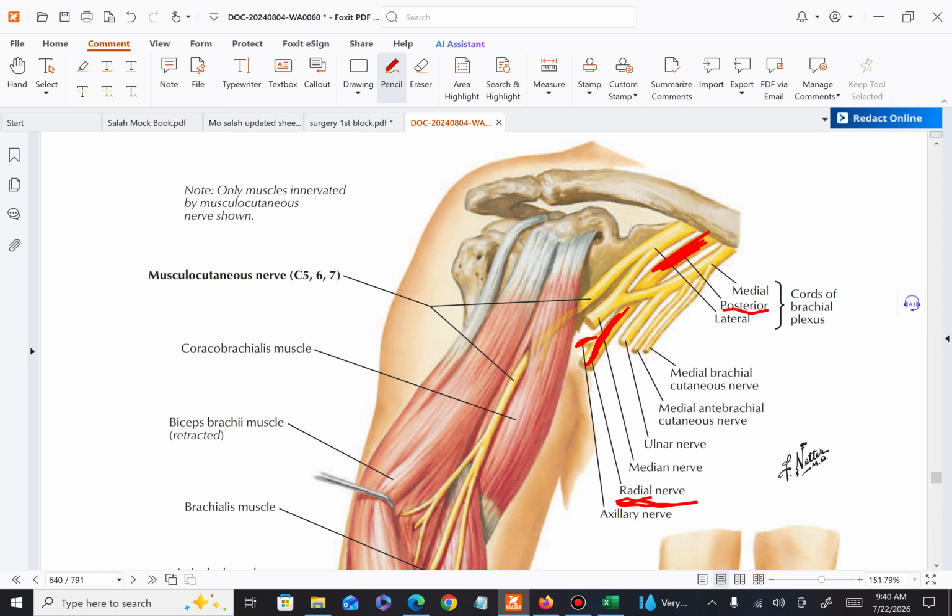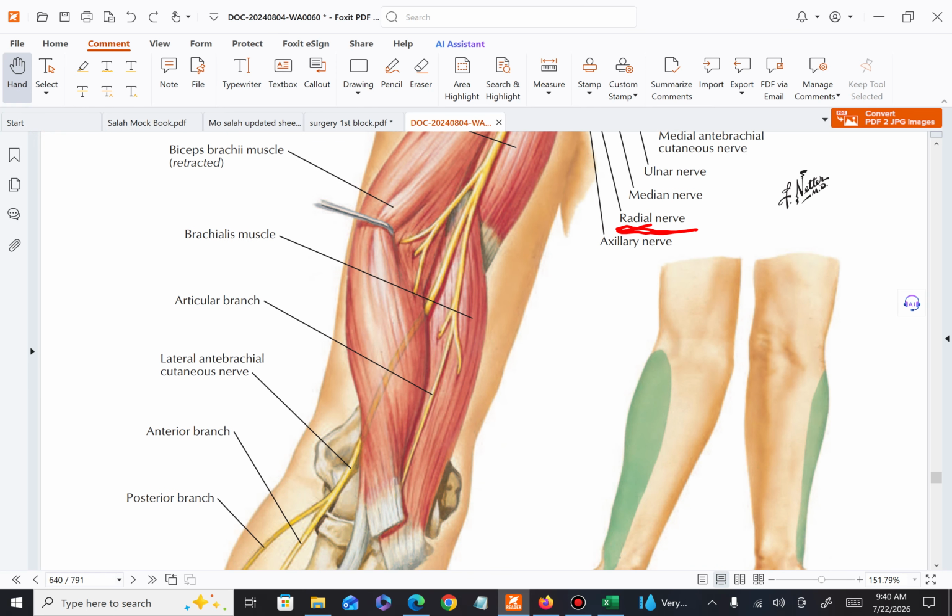So the radial nerve originates from the posterior cord of the brachial plexus, and it supplies the muscles of the posterior compartment of the arm and forearm. The muscles in the posterior compartment are the extensor compartment of the arm and the forearm. All the muscles in the posterior compartment of the arm and forearm are supplied by the radial nerve.